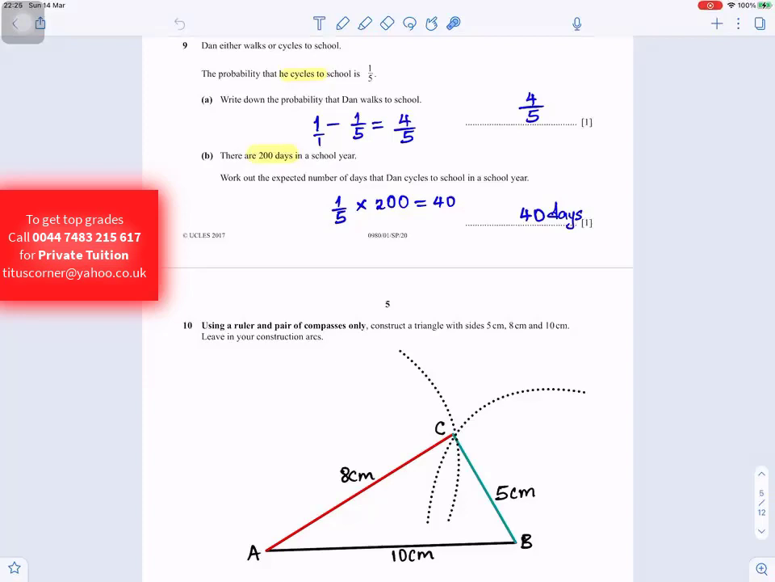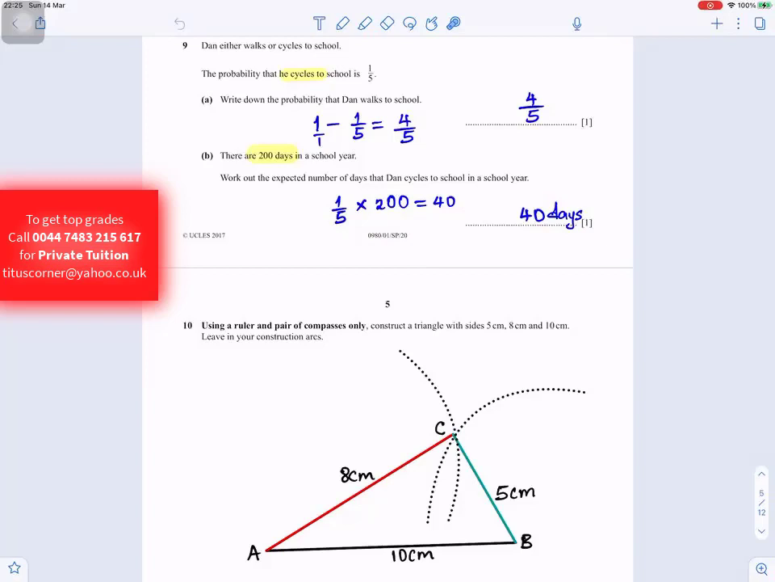There are 200 days in a school year. Work out the expected number of days that Dan cycles to school in a school year. The expected number is the probability for cycling, which is 1 over 5, times the number of days they cycle. 1 over 5 times 200 is the same as 200 divided by 5, which is 40 days.